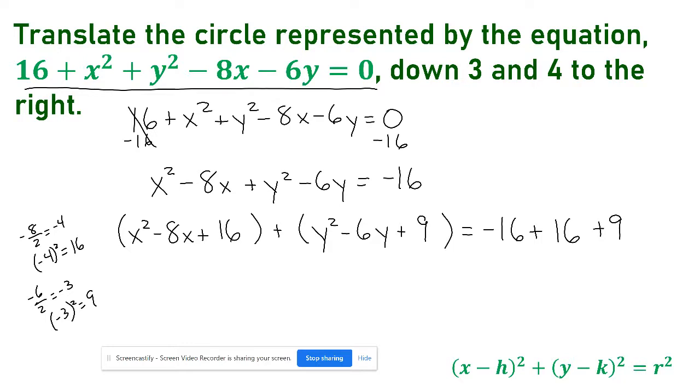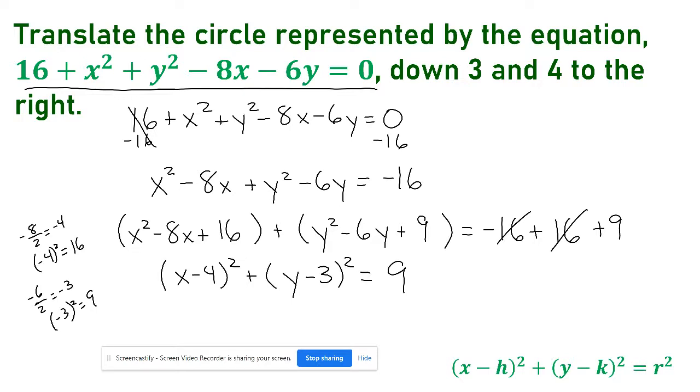So now I'm going to simplify this a little bit. And that's going to factor down to (x - 4) squared. The y one here, the second parentheses, will factor down to (y - 3) squared. And then this -16 and +16 cancel out, and I'm just left with 9. So that's my equation. I've done a lot of work to get there, but I'm not done because I haven't actually answered the question.